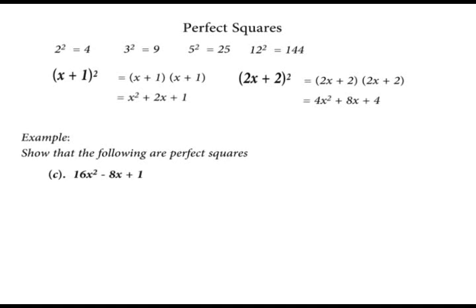C, 16x squared minus 8x plus 1. A plus b should give us minus 8 and a times b should give us 16. Those numbers are minus 4 and minus 4.